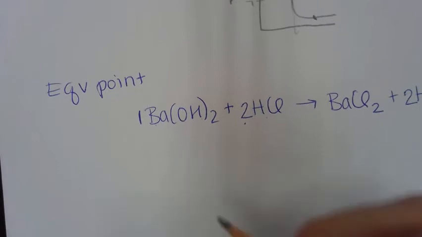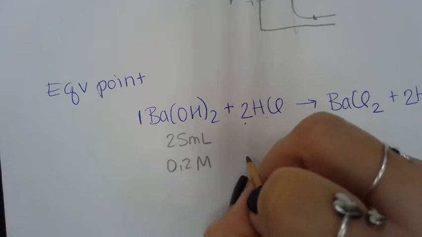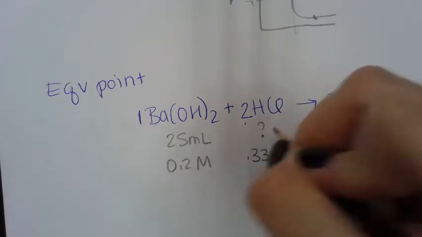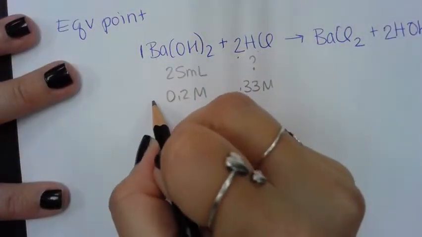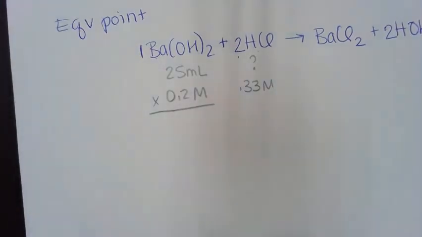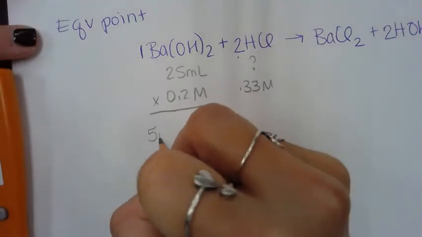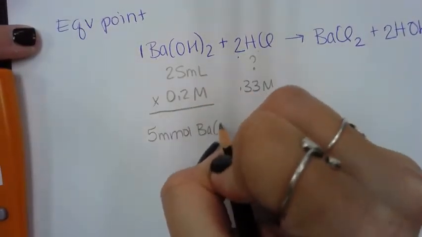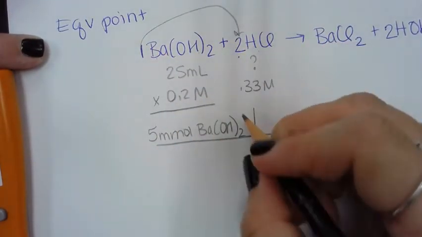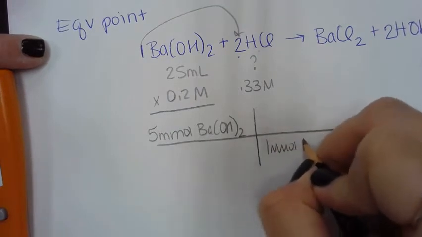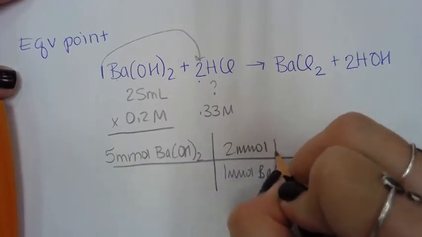So let's calculate that equivalence point. I've got 25 milliliters of this base, and it's 0.2 molar. I've got a 0.33 molar solution. I'm trying to figure out how many milliliters that's going to need to neutralize. So I actually have 5 millimoles of the Ba(OH)2, but I need to use the 1 to 2 ratio. So it's 1 millimole of Ba(OH)2 to 2 millimoles of HCl.